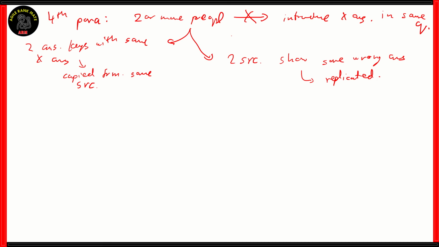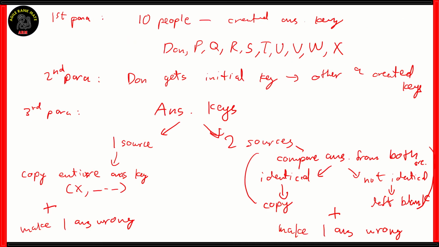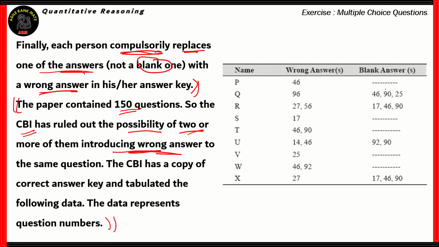So now that we've gained the information and deductions from our question directions, let's now look at the table. Now, if you look at the table, we have 1, 2, 3, 4, 5 people who do not have a blank answer in their answer key. So these people use a single source. Okay, now most of these people use a single source. However, if you look at P, S, and V, they only have one wrong answer, and they do not have any blank answers.